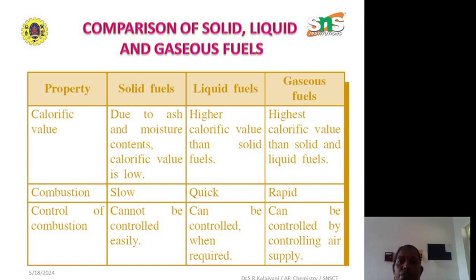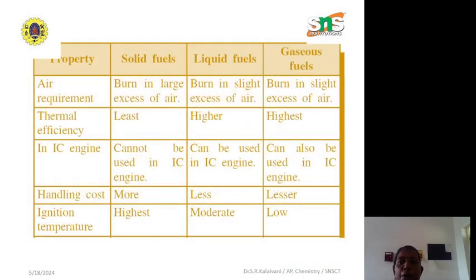Next one, control of combustion. Solid fuels cannot be controlled easily. But liquid fuels can be controlled when required. Gaseous fuels can be controlled by controlling the air supply. The next property, air requirement. Solid fuels burn in large excess of air. Liquid fuels burn in slight excess of air. Gaseous fuels burn in slight excess of air.